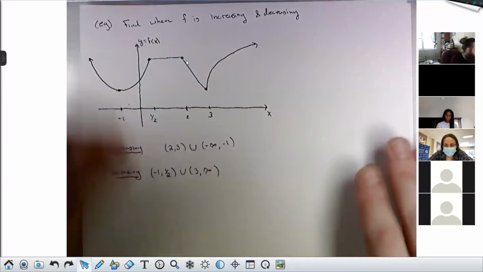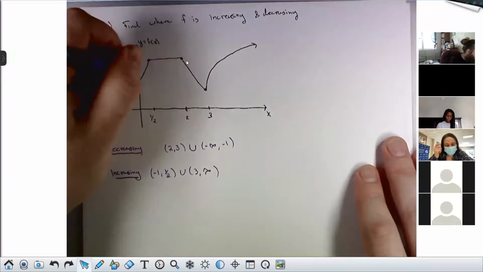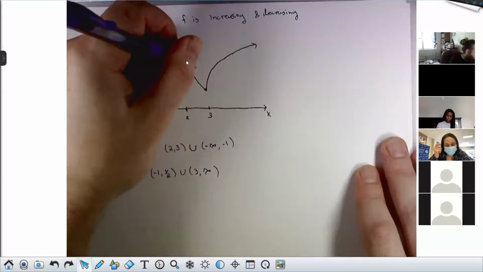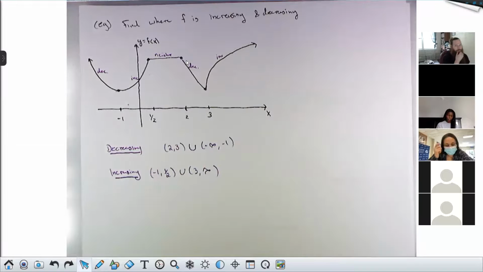So if you want to, you can fill this in. This is decreasing. This is increasing. This is neither. This is decreasing, and this is increasing. And there's something kind of special about the points, or the places, the x values, where you change from decreasing to increasing, or you change from increasing to decreasing. Those are kind of special.